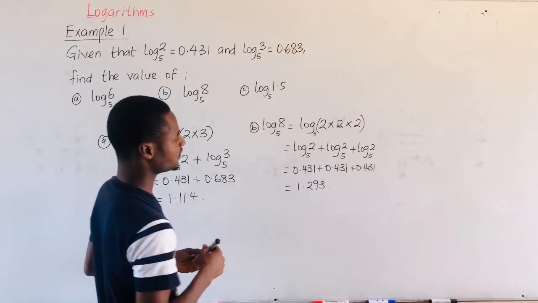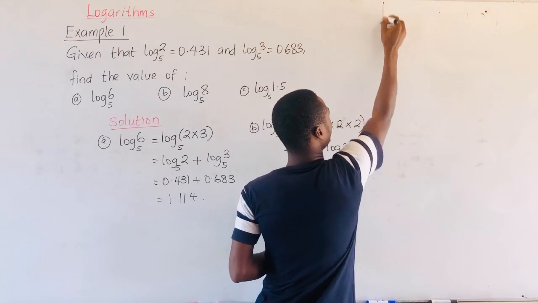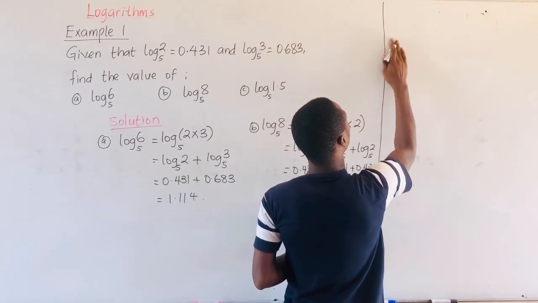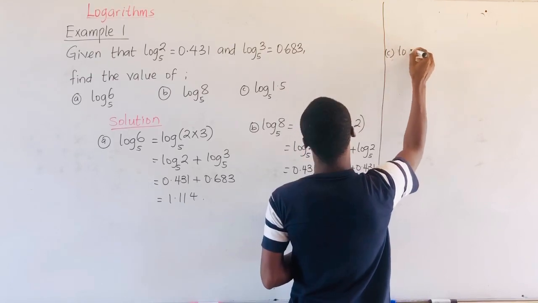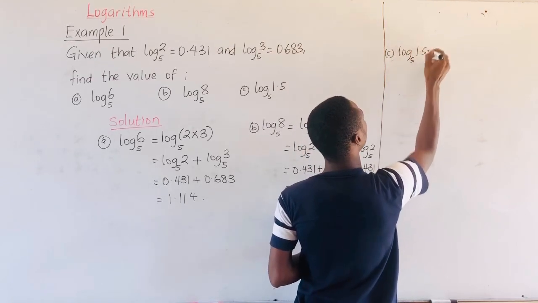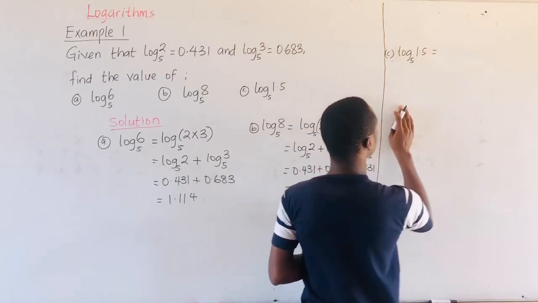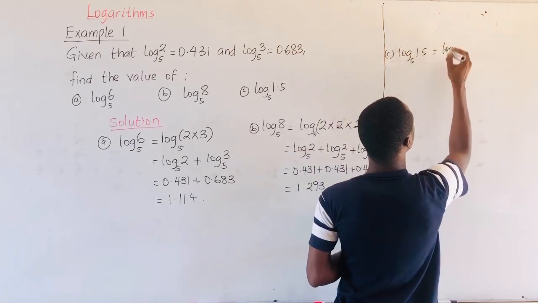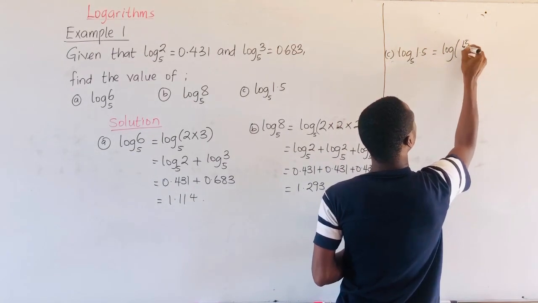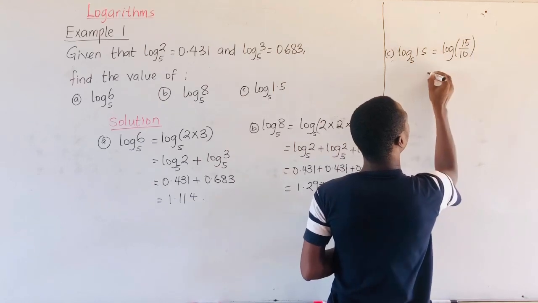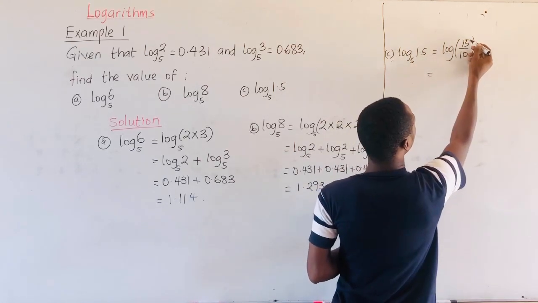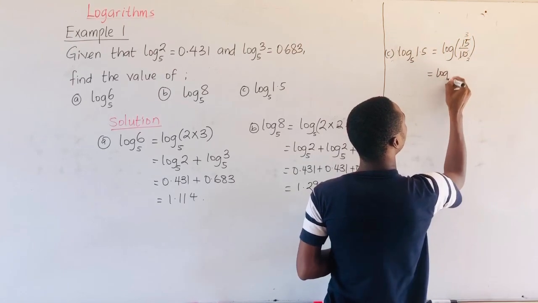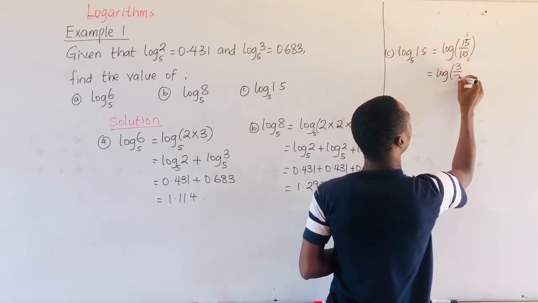Then with our third question, this is question C, log 1.5 to the base 5. And that is equal to, 1.5 is a decimal and we can change it to a fraction as 15 over 10. Then 5 goes into 15 three times, and 5 goes into 10 two times. So we will have log of 3 over 2.